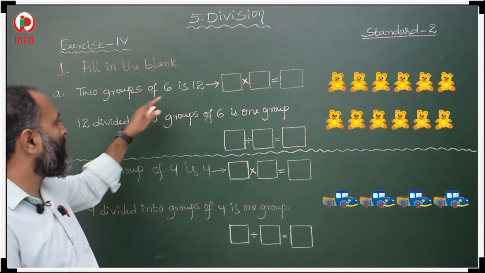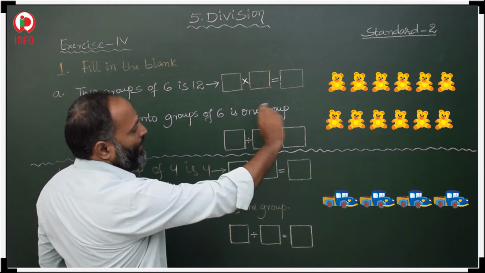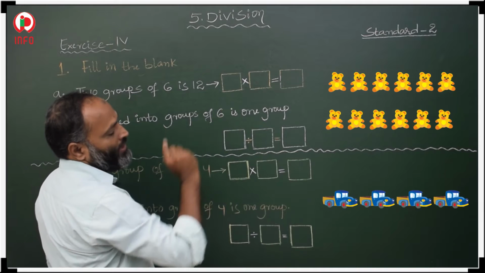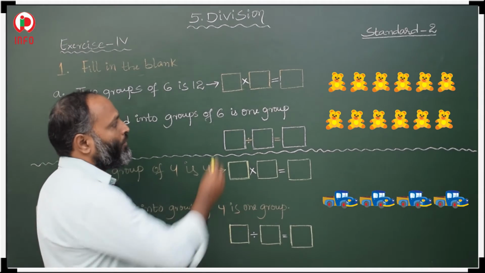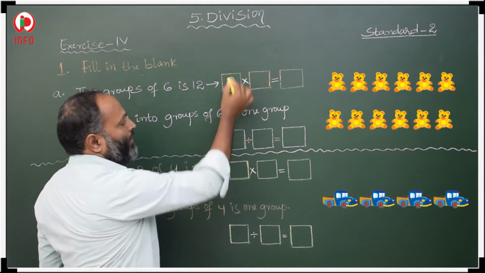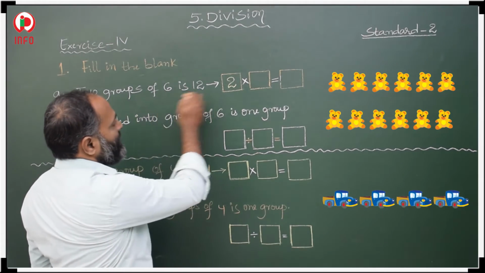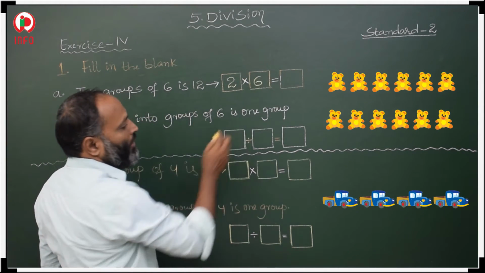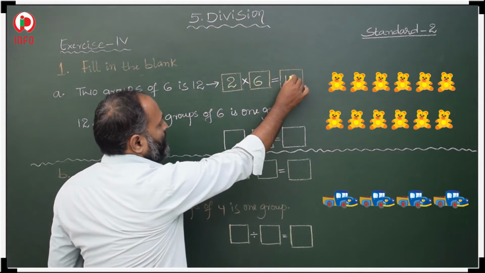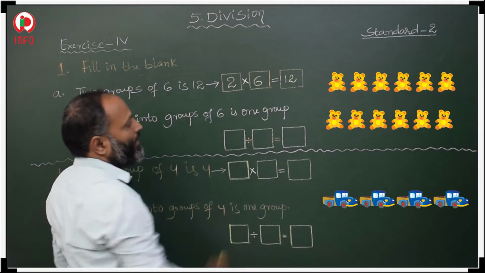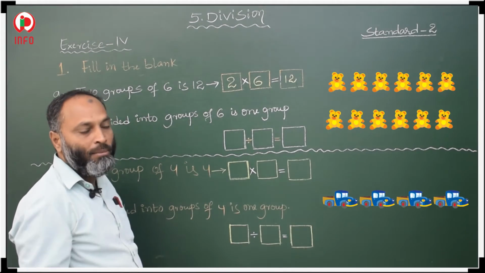What is 2 groups of 6? How many groups? In one group, how many dolls were there? 1, 2, 3, 4, 5, 6. In another group, 1, 2, 3, 4, 5, 6. Total 2 groups. In each group, how many dolls were there? 6 dolls. Then total how many? 12. Okay. 2 groups of 6 dolls is 12. This is a multiplication fact.